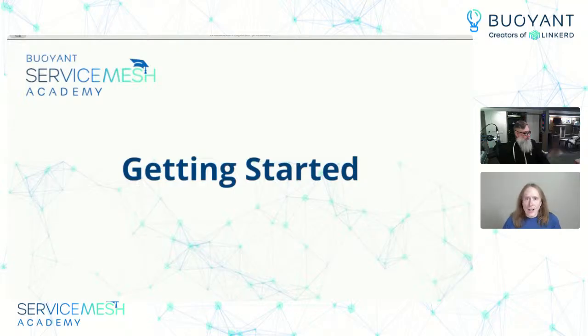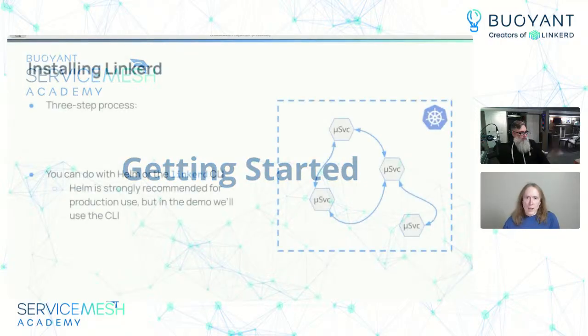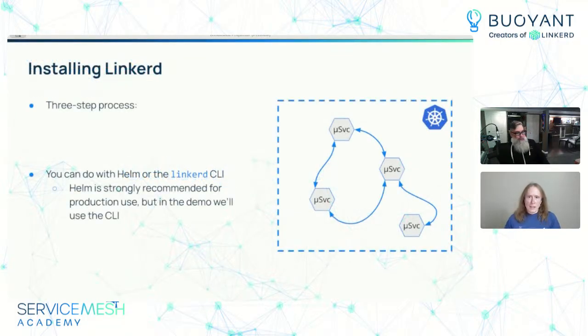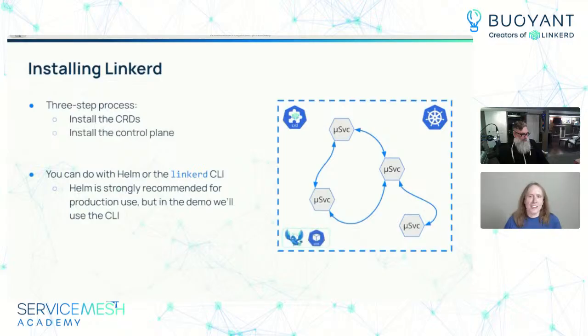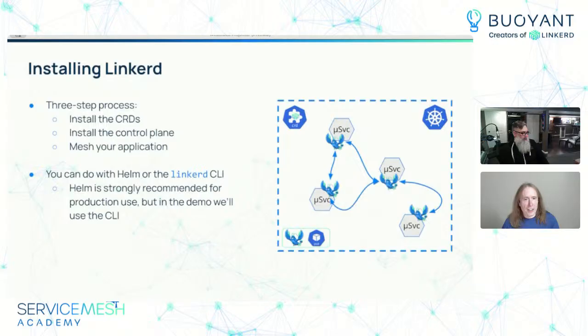All right, getting started with Linkerd. There is a 3-step process towards installing things, and I'm sad to report that bit about Helm should have showed up a little bit later in this slide. This is how you know we're doing it live. First off, you're going to install the CRDs for Linkerd. After you install the CRDs, then you can install the Linkerd control plane. And then after you install the control plane, you can mesh your application.